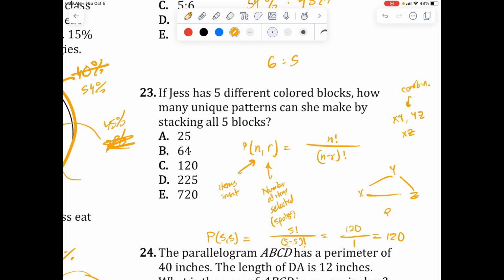Now, a permutation would be if order matters, so I want everything. In the combination formula, x, y would just count as one item. But in permutations, you could also do y, x. It's the same combination, but it's a different permutation because the order is different. If the order is different in a permutation, it's counted as a different permutation. So you'd have xy, yx, yz, zy, zx, and then xz. So you have 6 permutations, 3 combinations, okay?